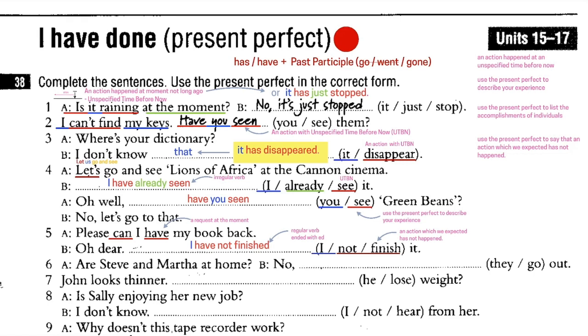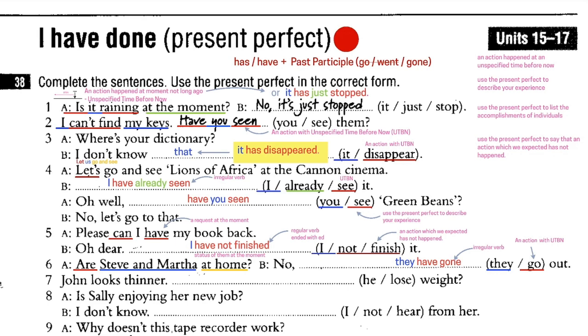Now go to question number 6. "At home" is a status of them at the moment. Who are them? Steve and his mother. And the word "go" is an action with UTBN, unspecific time before now. And the word "they" is telling us we should use the word have. So the answer, no, they have gone out. And also the word "gone" is an irregular verb because it does not end with ed.